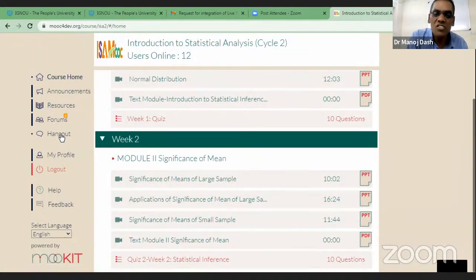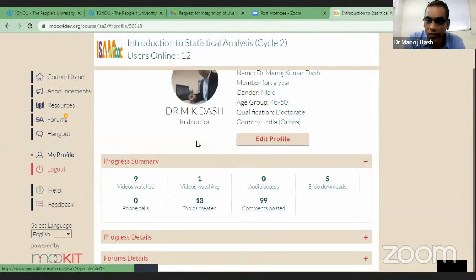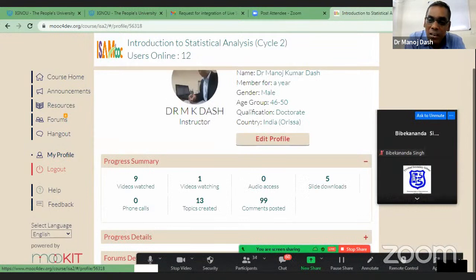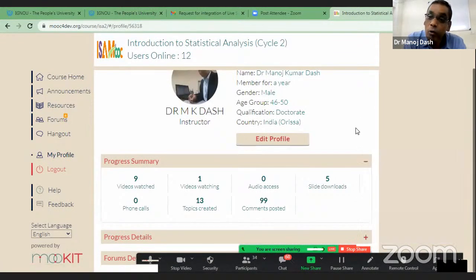Similarly, Hangout is just like a WhatsApp chat you can have with your colleagues whenever you are visiting. Then go through the profile. I am clicking on the profile. This is very important. Every day, whenever you are doing something, you should go to the profile. This is your own profile. Here, I click it, and you get my profile. See, this is my profile. Similarly, if you click on your platform, you will get your profile.